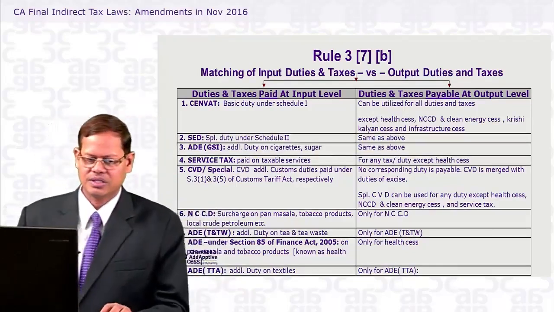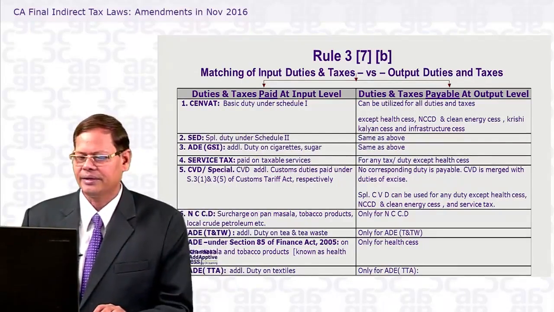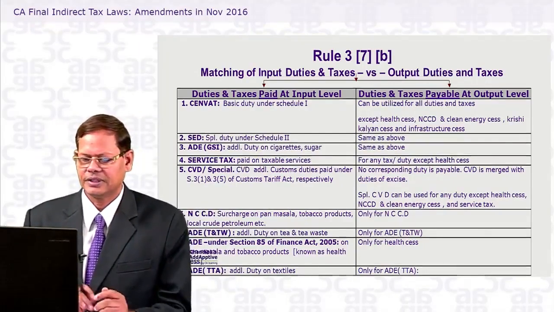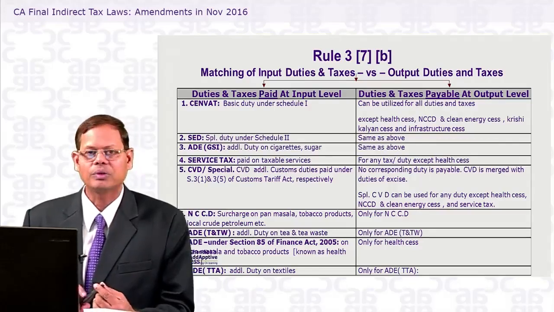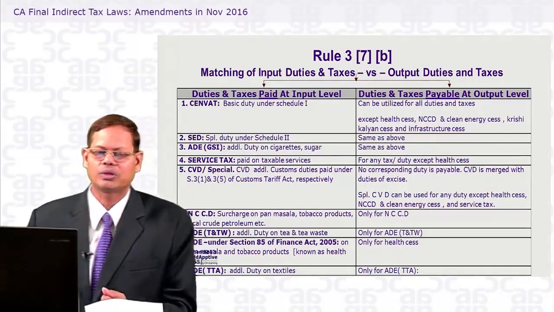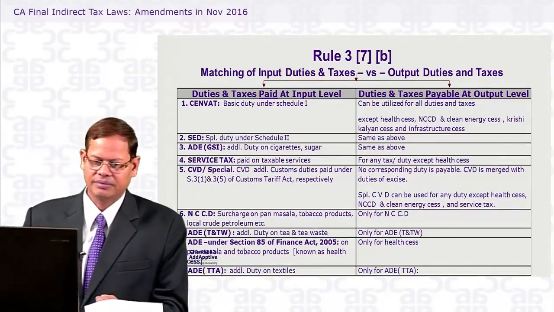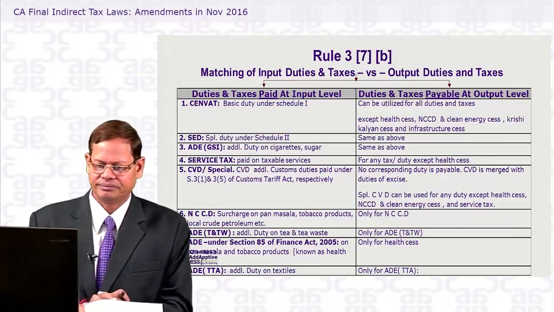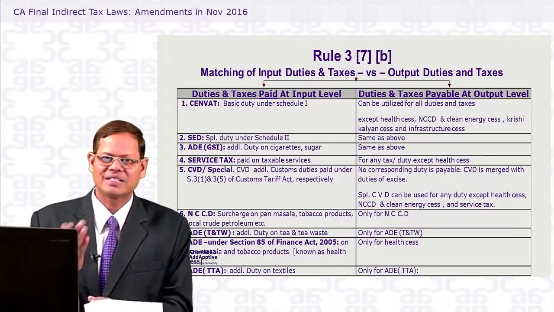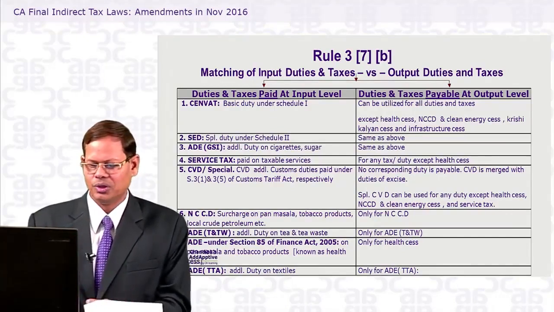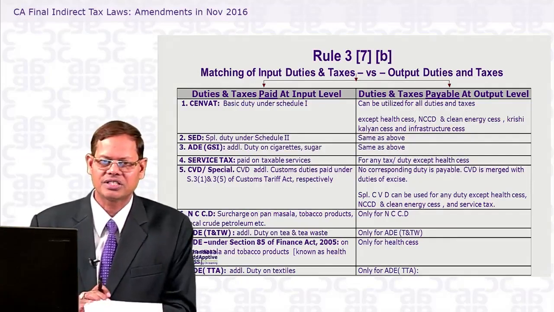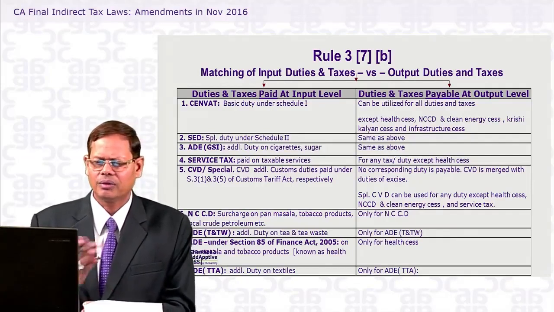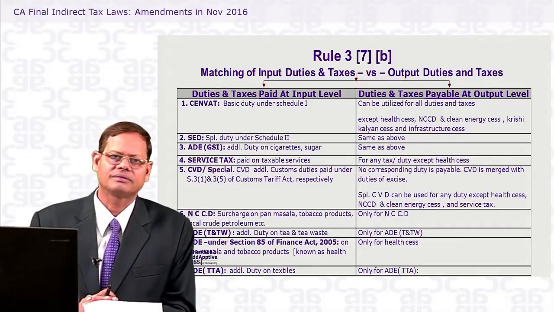What about the next ones? 6, 7, 8, 9. Very interestingly, for them, the one-to-one correlation principle is necessary. You have to apply the one-to-one correlation principle. For example, NCCD can be paid only for NCCD. Suppose NCCD balance is not available. Of course, this has to be paid by cash. Suppose at output level you have to pay NCCD, National Calamity Contingent Duty. You don't have credit balance here, you have to pay in cash.